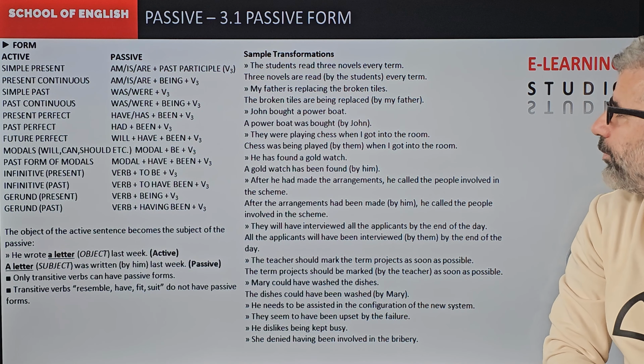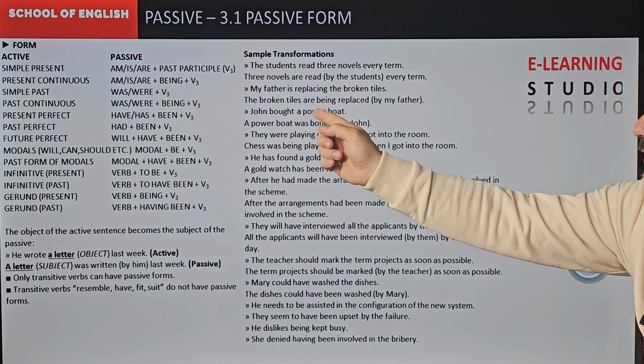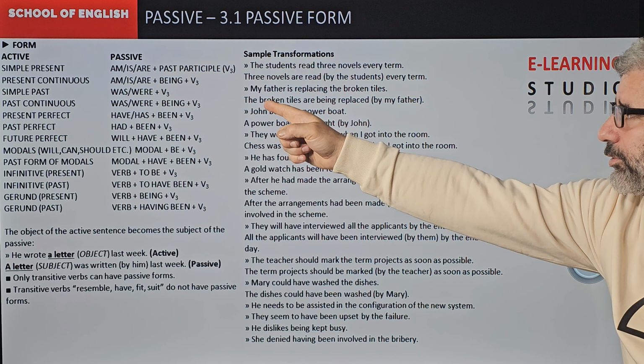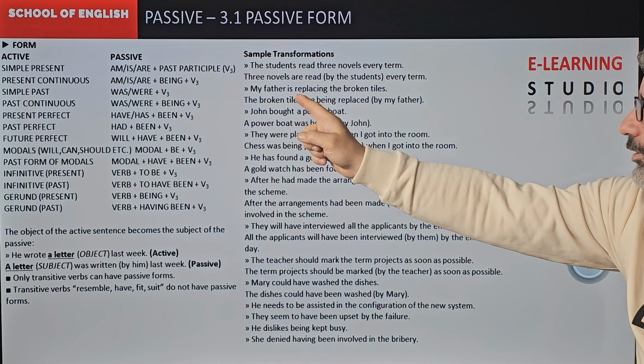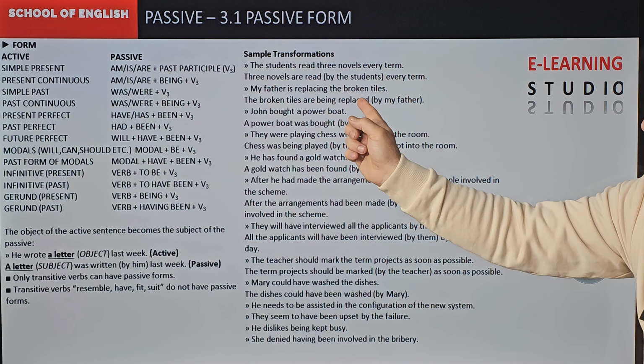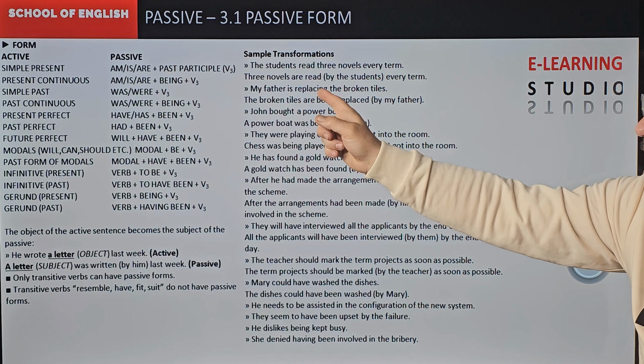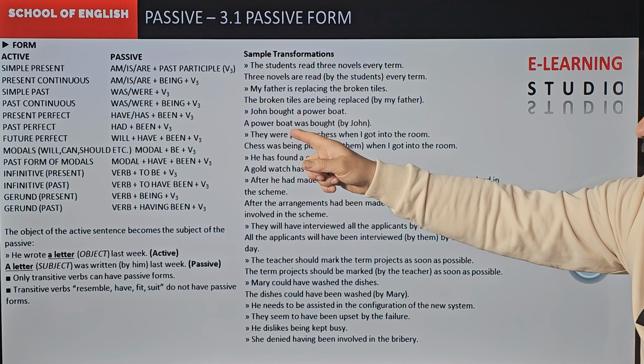How about the second one? My father is replacing the broken tires. Our object here, the broken tires, goes to the beginning of the passive sentence. The broken tires are being replaced by my father. This is the transformation of present continuous tense into passive voice.